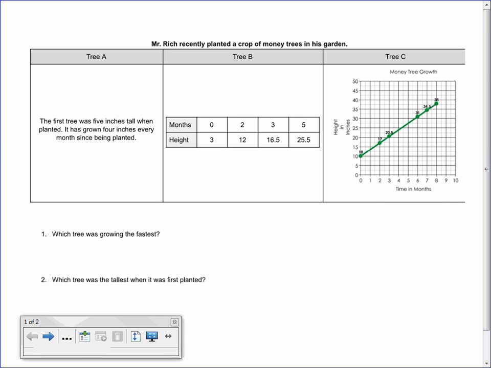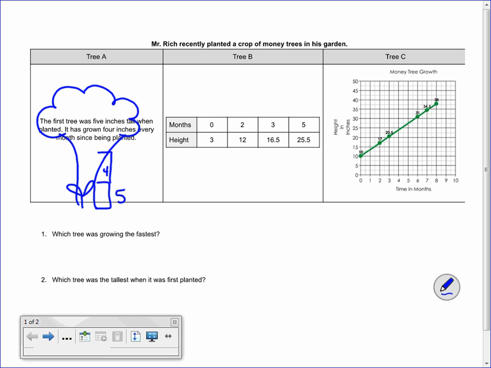So in order to start comparing them, we first should read tree A. The first tree was 5 inches tall when it was planted. It has grown 4 inches every month since being planted. So if you think about a tree, say here's our little tree, it was 5 inches tall when it was planted, and then it grows 4 inches every month. Okay, so here's my awesome little tree. And now, in the next month, it grows 4 inches, which really means it's 9 overall.